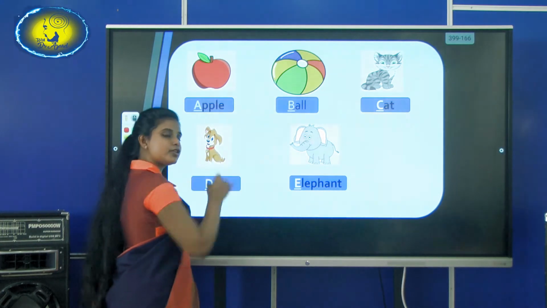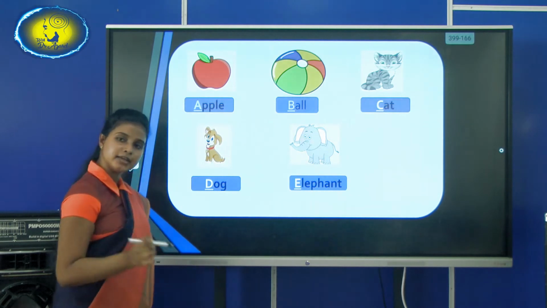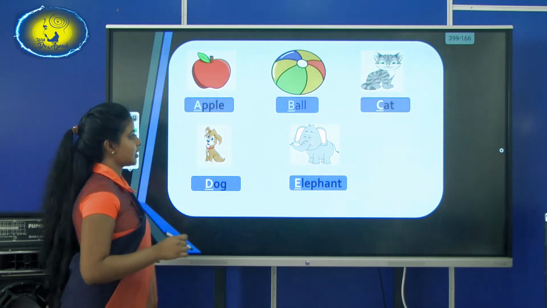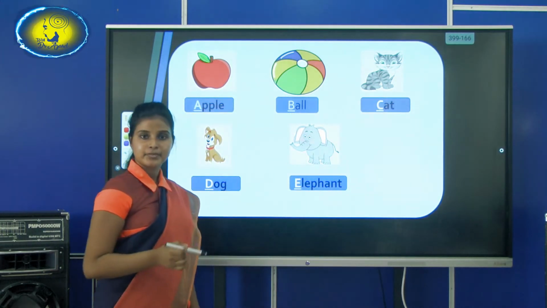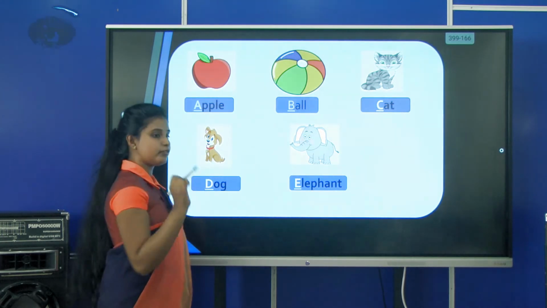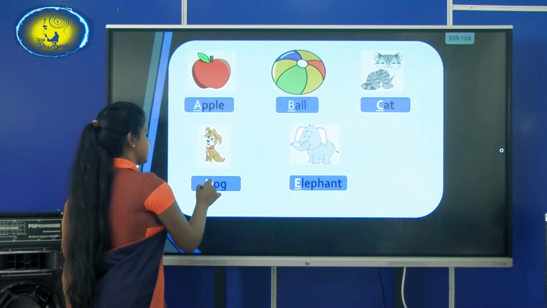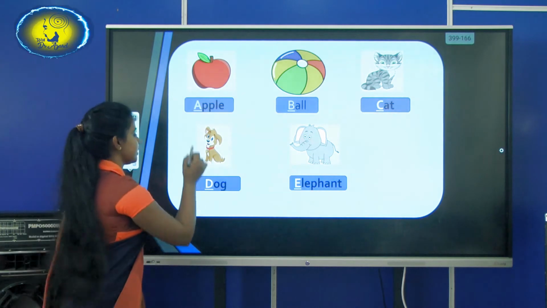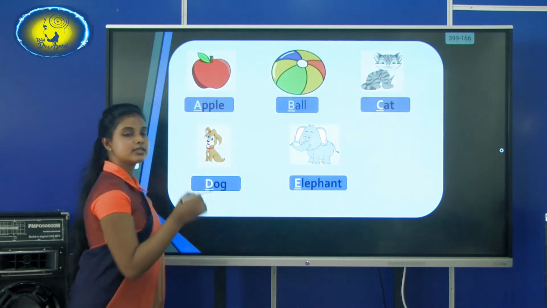Next, ball. What is the first letter of ball? It is B. So, what is the second letter in our alphabet? It is B. Next, cat. What is the first letter? It is C. So, the third letter in our alphabet is also C. Next, dog begins with D. There, our fourth letter is D. Elephant begins with E. The fifth letter is E.